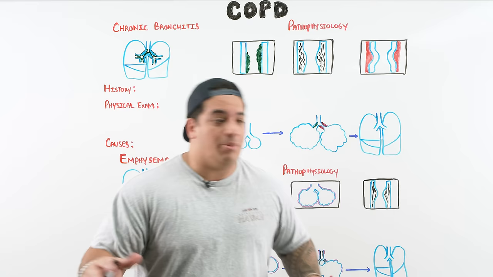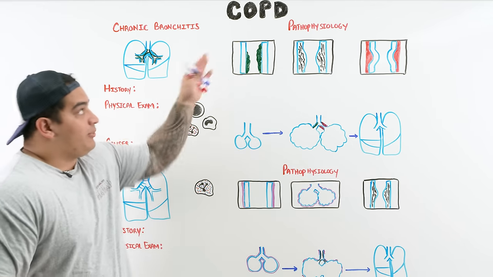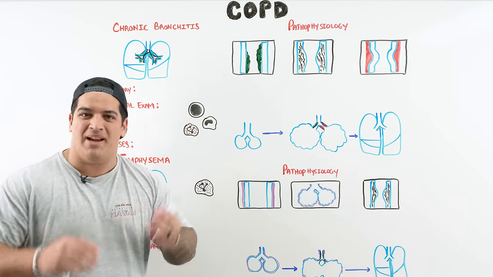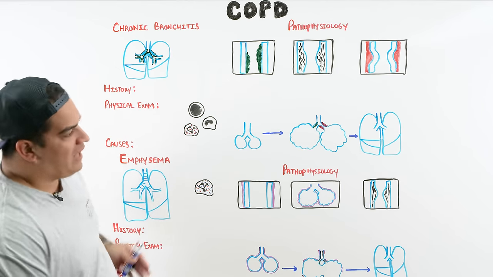All right, let's start talking about COPD. With COPD, chronic obstructive pulmonary disease, there are two types, but oftentimes most patients present with a mixture of the two. We're going to start with the first one, that being chronic bronchitis.